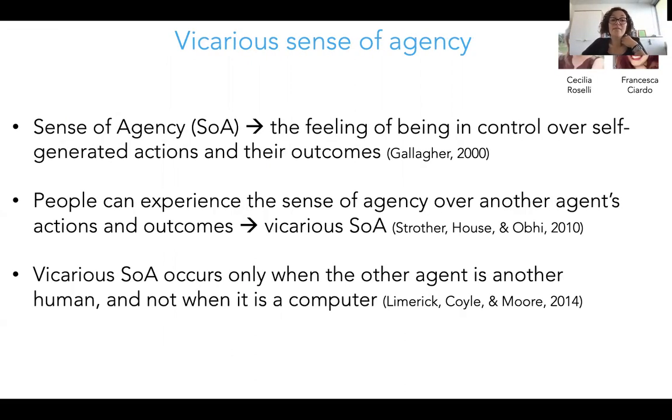And now my very last part, which I'll have to rush through very quickly, is vicarious sense of agency. So the idea that you experience sense of agency over other people's actions. And this has been found in human-human interaction, that when you observe other humans, you also sort of experience sense of agency. This is again a very long line of research, and an entire sub-team in my team is dedicated to it.